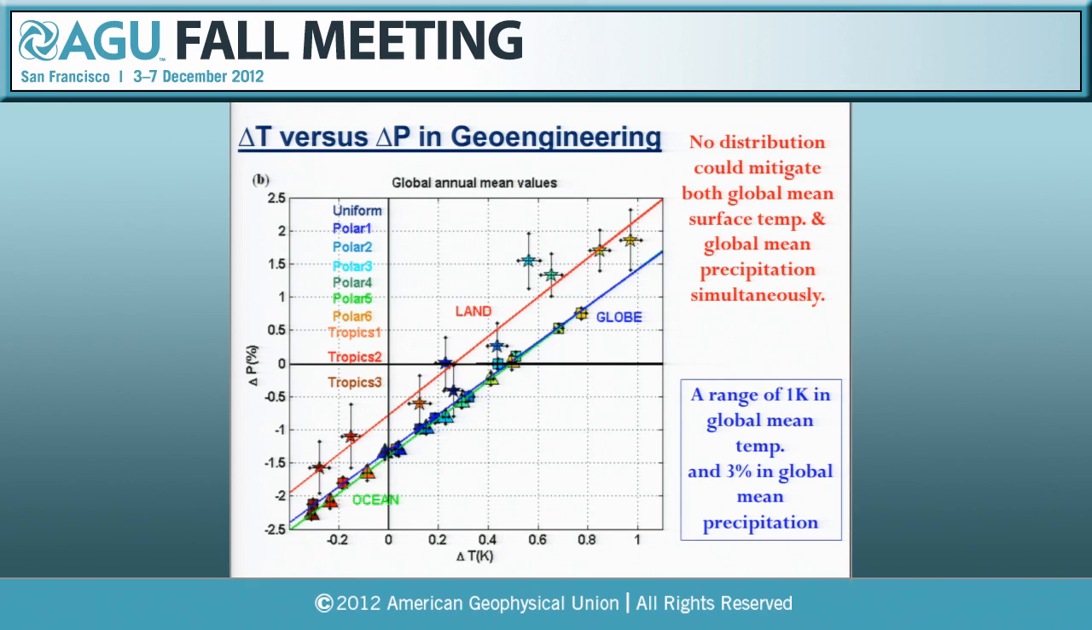Another important thing is, as you can see here, the line does not pass through delta P equal to 0 when delta T is 0. In fact, you can see that it is shifted downwards in all the cases, whether it is land, ocean, or the global mean. Which again tells you it doesn't matter how you distribute your aerosol, the global mean precipitation is always lower.